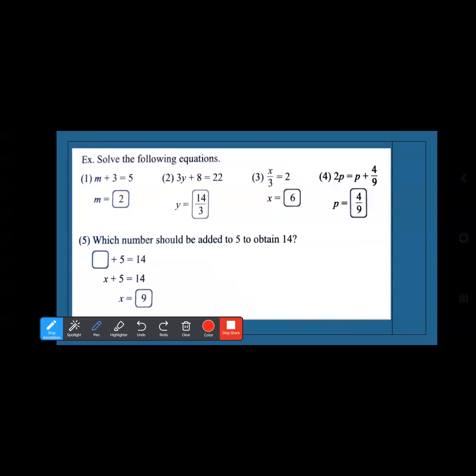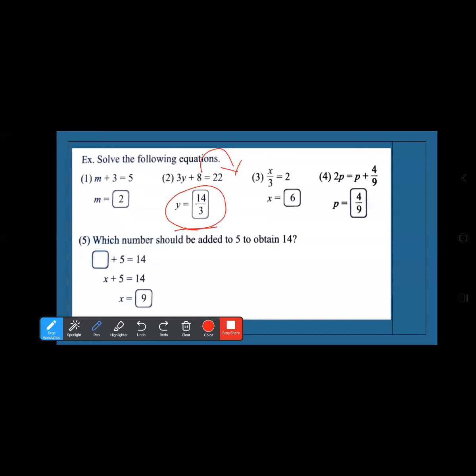Okay, next example, 3y plus 8 equals 22. Now 3y plus 8, plus 8 will come to this side, it will become minus 8. So 3y equals 22 minus 8. So here you will get y equals 14 upon 3. Now if you substitute this value over here, you will get the answer as 22 itself.